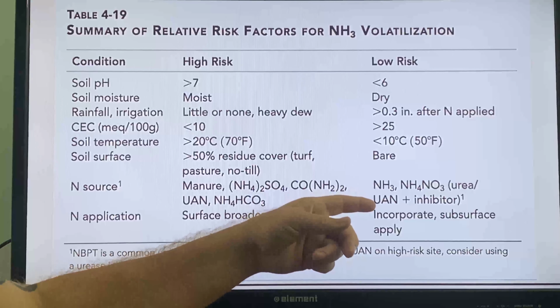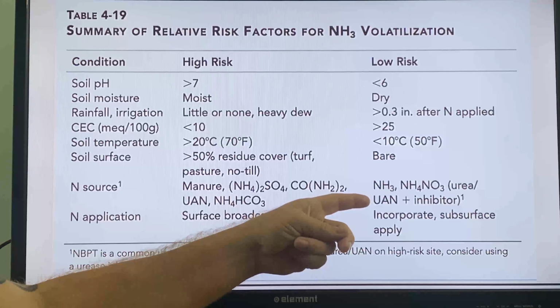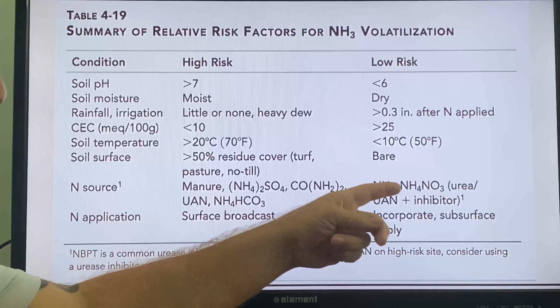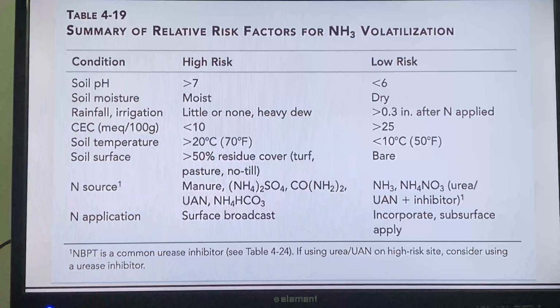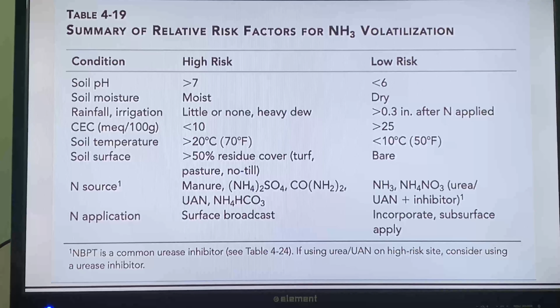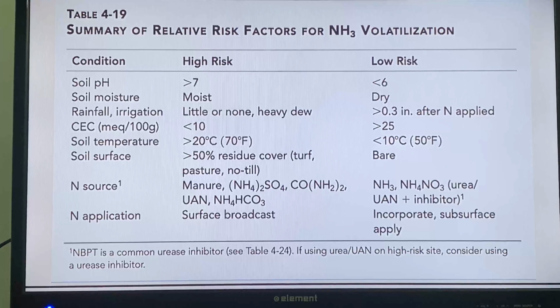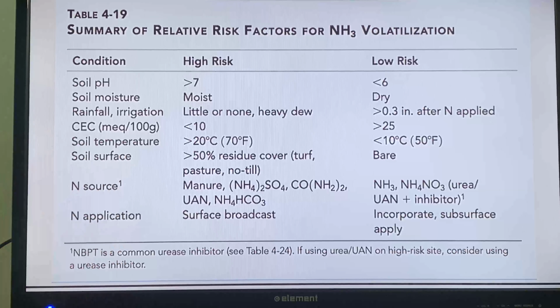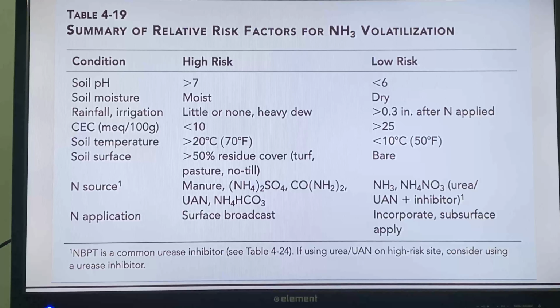For our nitrogen source, we used to use ammonium nitrate, but now we need to use urea or UAN plus this NBPT inhibitor, and that's something we'll discuss more in person in class. With that, we also like to incorporate or subsurface apply that fertilizer.